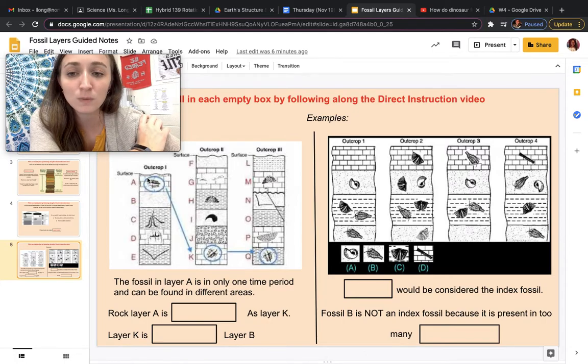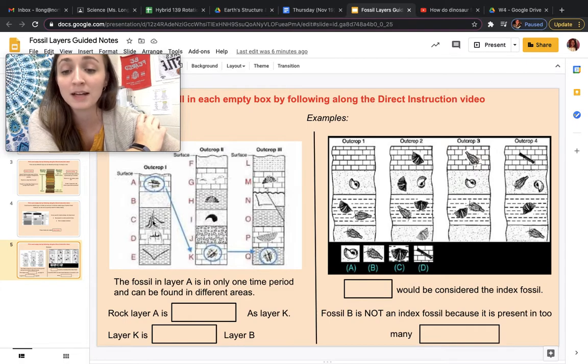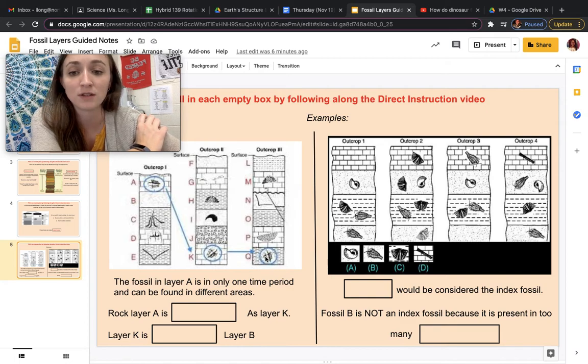So since this one is 10 million years old, and we know the further down we go into an outcrop, the older it gets, we know that any fossils below this are going to be older than 10 million years old. So the fossil in layer C is going to be older than this fossil. And it's also going to be older than this fossil, and it's also going to be older than this fossil. So any of the fossils above that index fossil are going to be younger than 10 million years old because it's above and younger than these fossils.